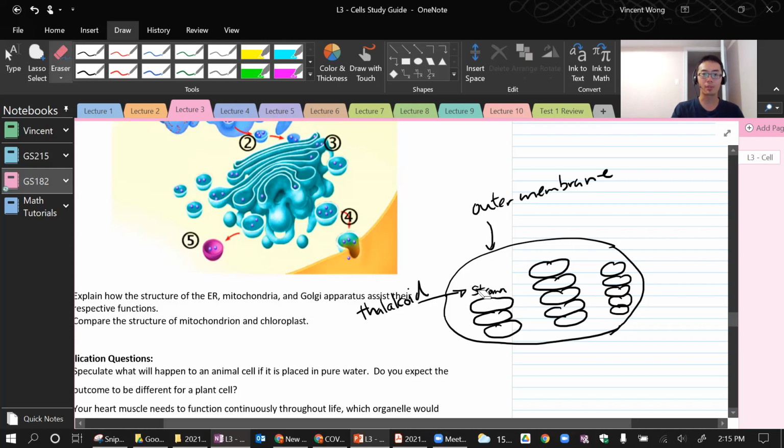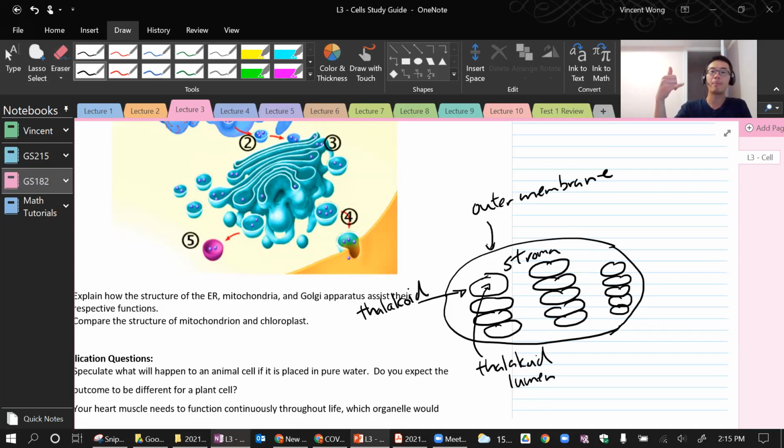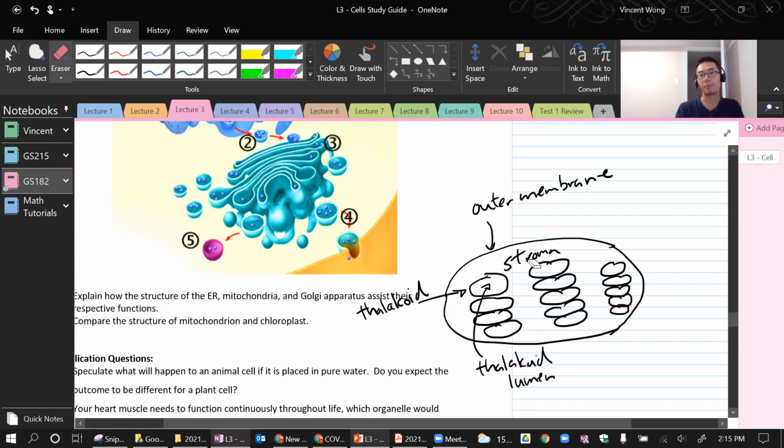Oh, sorry, I made a mistake. The stroma is actually the fluid outside. So not the jelly. I got too carried away with the analogy. Stroma is the fluid outside, and then inside the thylakoid you would have the thylakoid lumen, the jelly inside. So that would be like the matrix. It's similar in the sense that they both have membranes inside a membrane, and there are fluids separating the membranes. So the stroma is more like the intermembrane space, I guess.